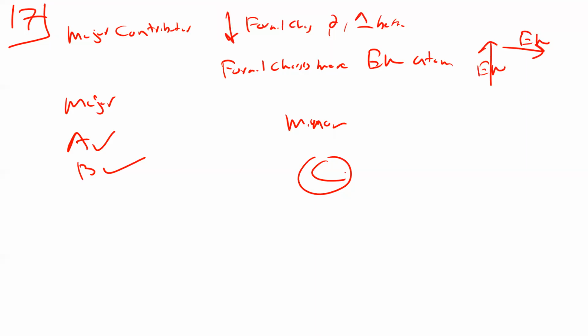In C, you can see we have 3 formal charges. When you add them up, you have -1 plus -1 plus 1, and that gives you -1, but now we still have 3 formal charges versus only 1 formal charge over here. That's why it's a minor contributor.